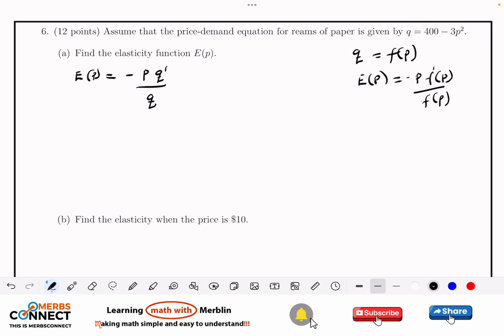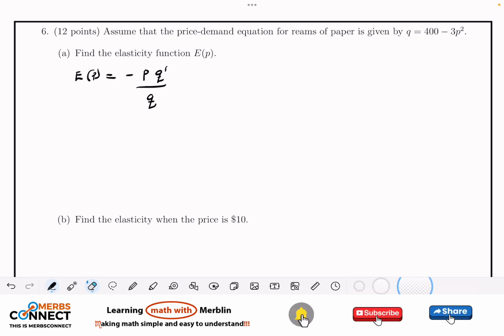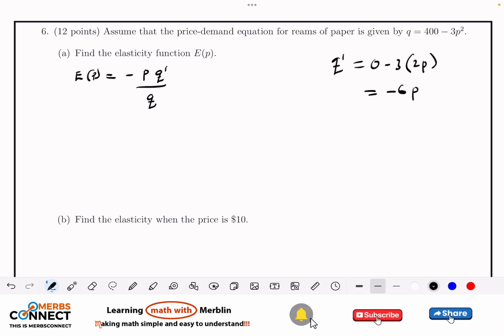So the hard work here is knowing this formula, right? And then another hard work that we need to do here is finding Q'. Okay, so let's find Q'. Q is given here. So what is Q'? When I differentiate 400, I'm going to get 0, minus 3. When I differentiate p squared, I'm going to get 2p. So this is going to give us -6p. We are done with the hard work. The rest is just substitution.